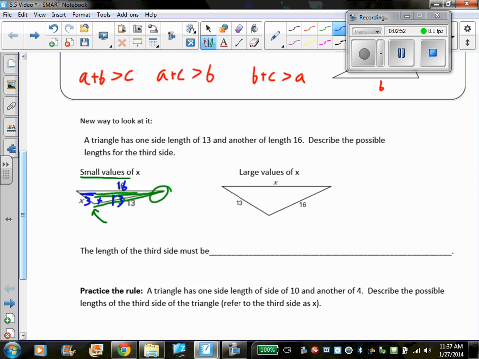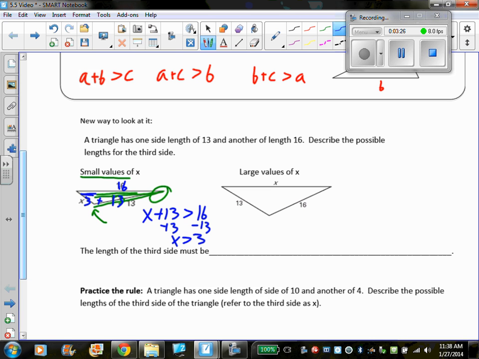Now, because we don't want a line, we want a triangle, that side's going to have to be a little bit bigger than 3 for us to be able to make a triangle. Or else, remember, 3 plus 13 equals 16, but we need any two sides of a triangle to be greater than 16. So, when you're looking for the small value, you could even set up an inequality that says x plus 13 has to be greater than 16. While solving that, we get that x has to be greater than 3.